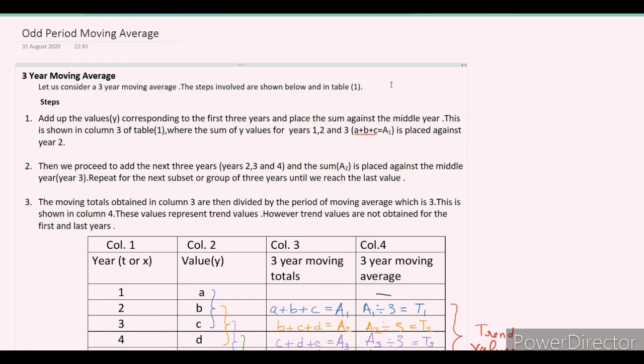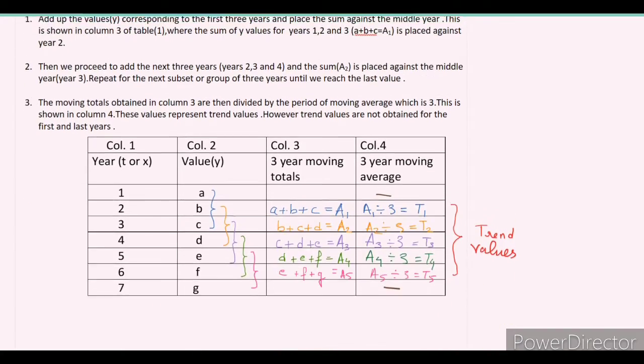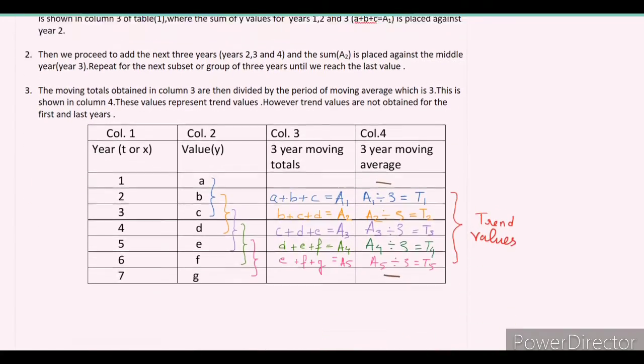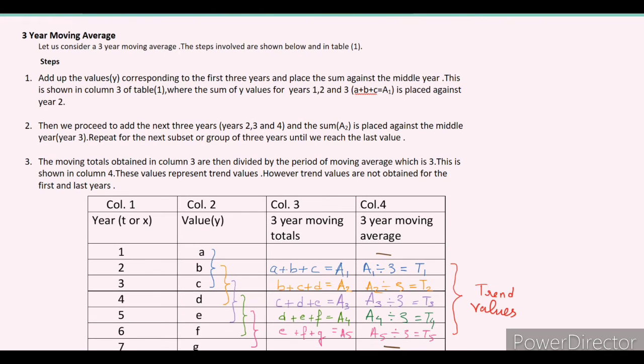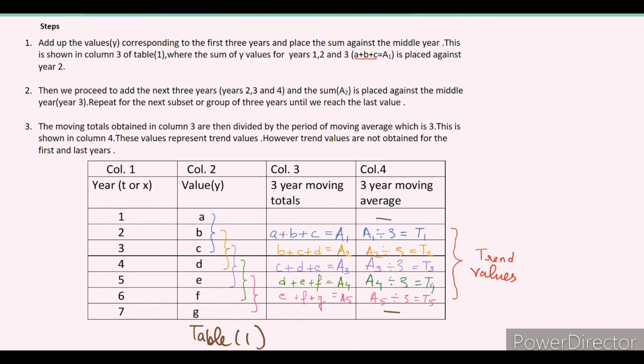When the period of moving average is 3, these are the steps to be followed. I'll show them side by side, and the same steps are shown in table 1. The first step: in column 1 you have your year or time value, denoted by T or X, then your time series value, which is your Y. In column 3 you find the 3-year moving totals, and in column 4 the 3-year moving average.